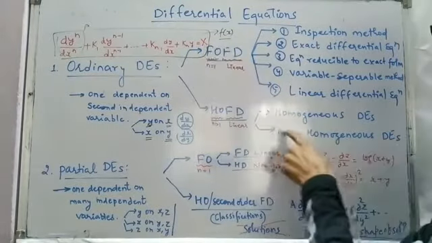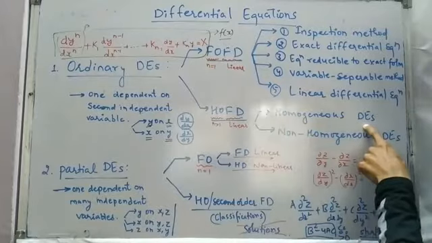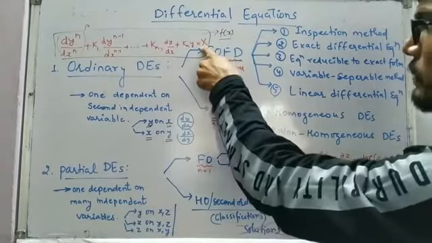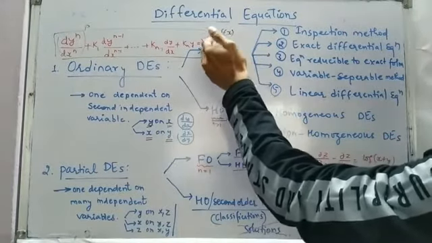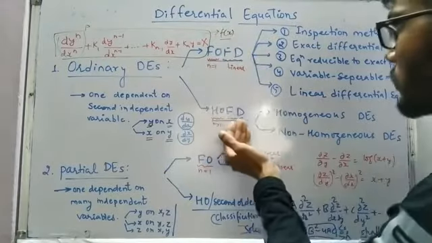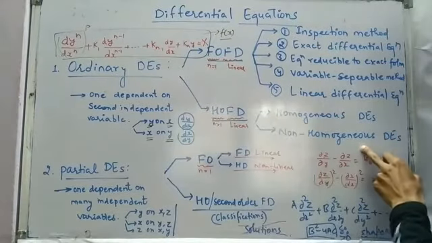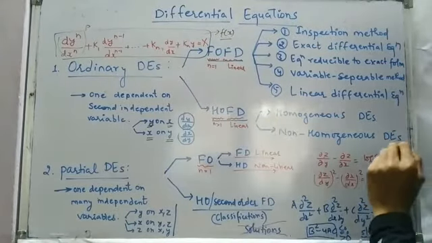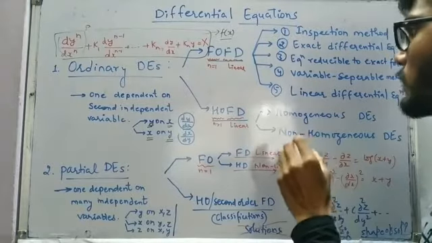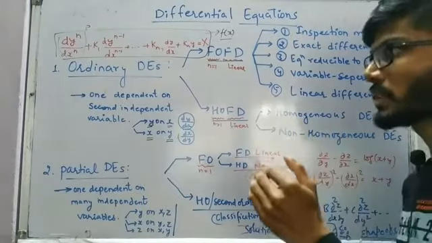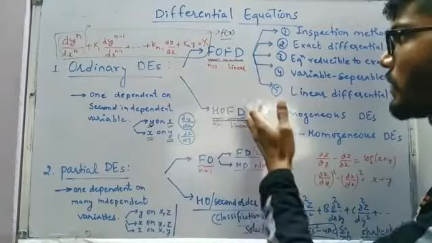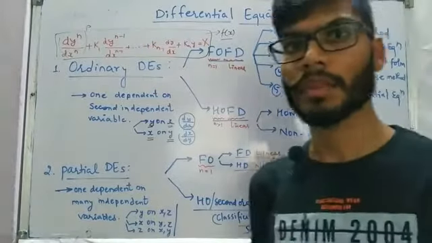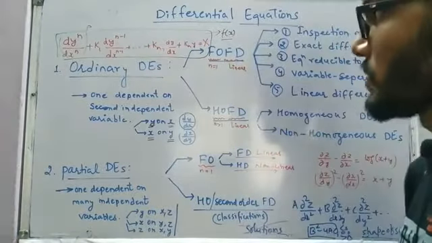If it is 0, we are going to have homogeneous differential equation, and if that term is non-zero, it means it is going to be the function of small x. So in that case, that is going to be known as non-homogeneous differential equation. So we'll try to understand which kind of methods we are going to use for them, so that we can come to the solution of ordinary differential equations.